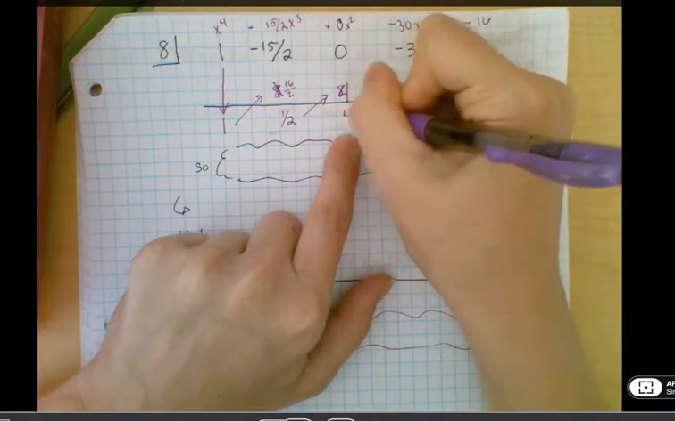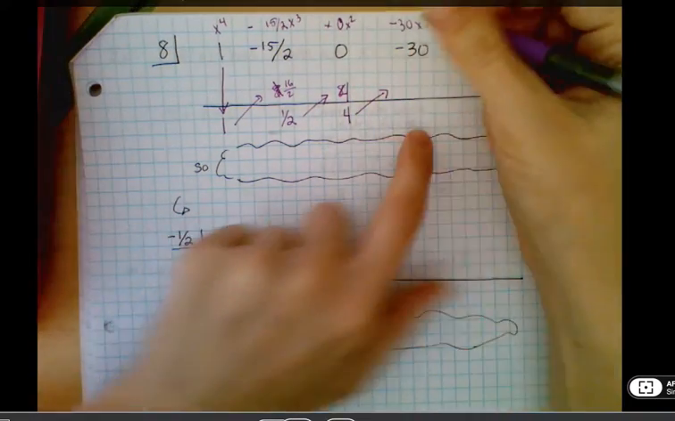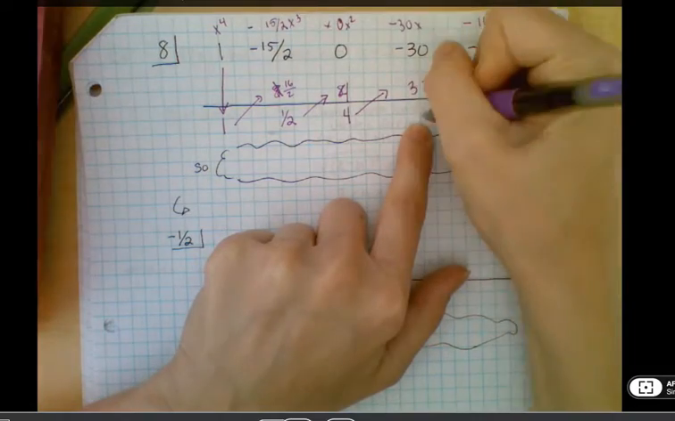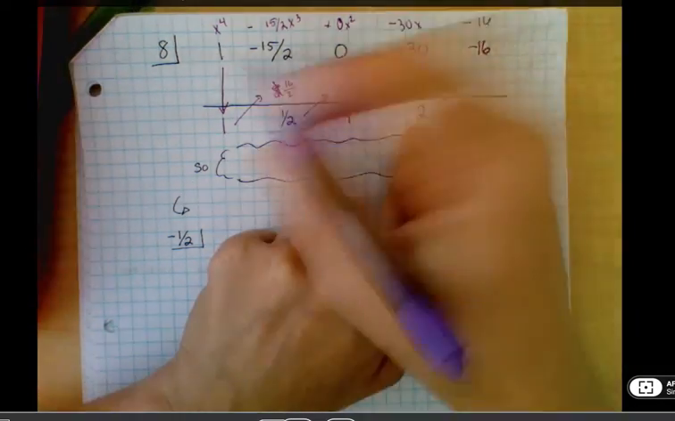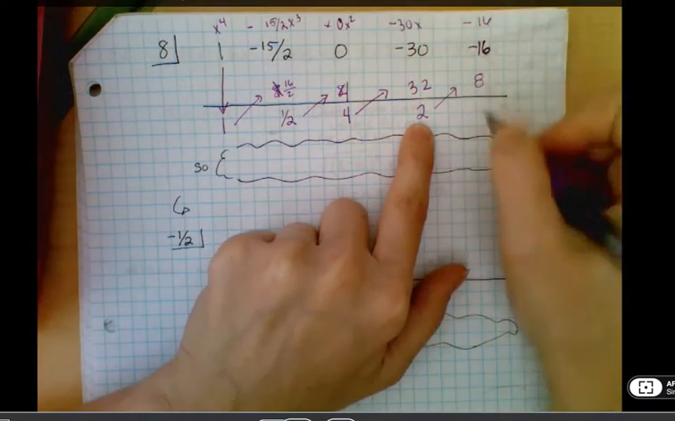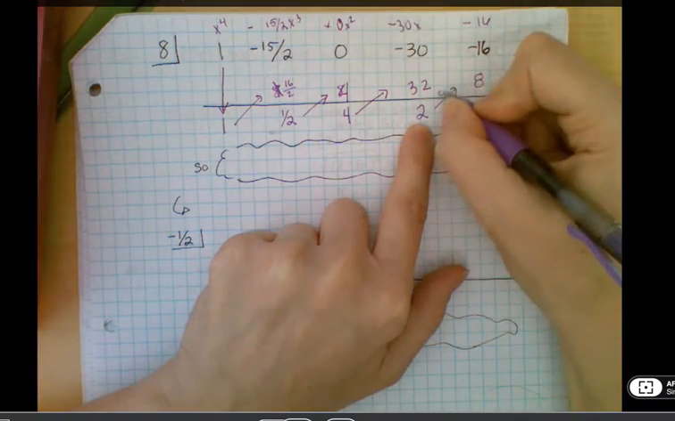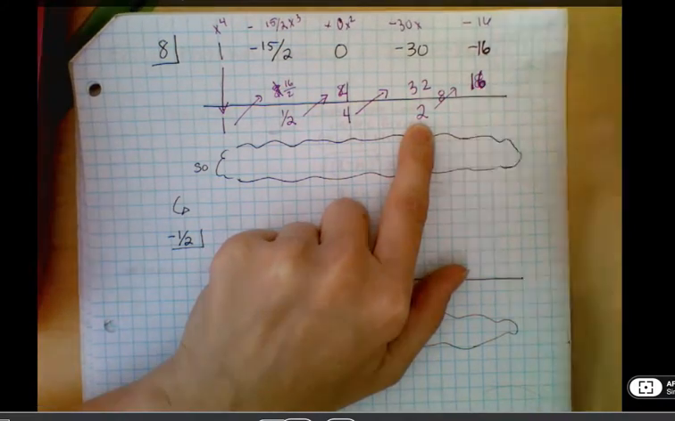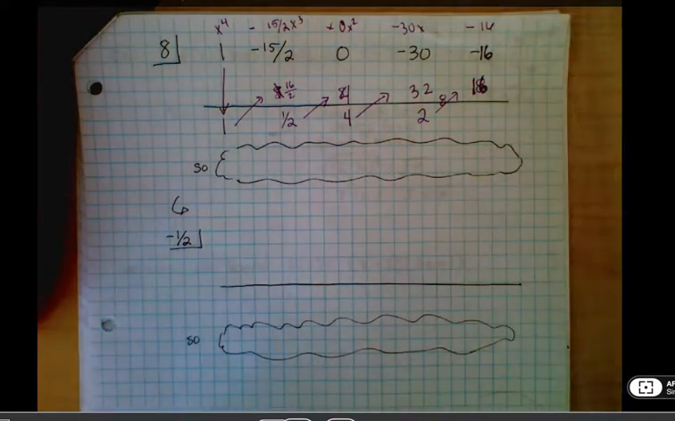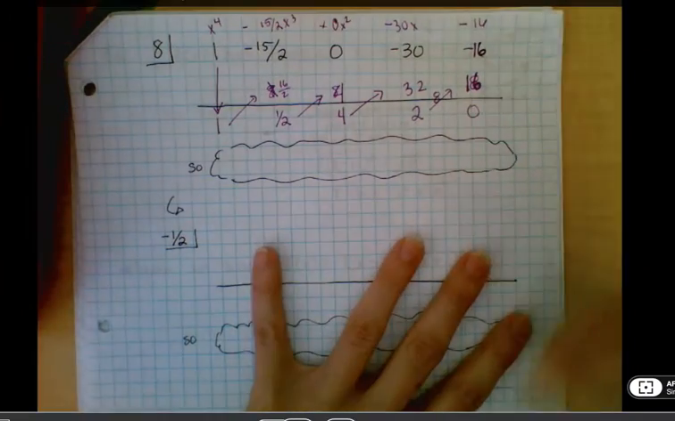Add down 4, multiply by 8, 32. Add down gives us 2. Multiply by 8 once more gives us positive 16. Sorry, guys. Having some thinking issues. So add down again, makes 0.